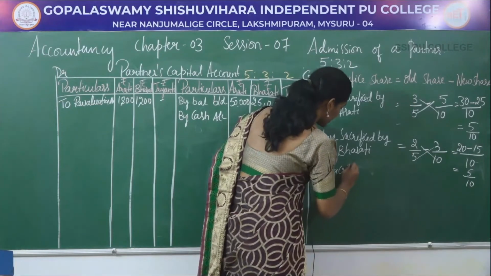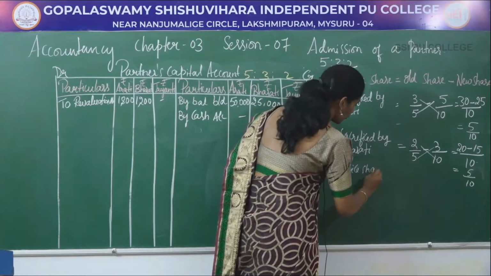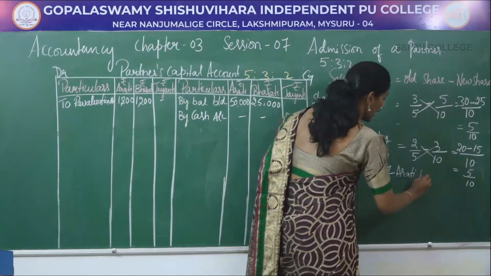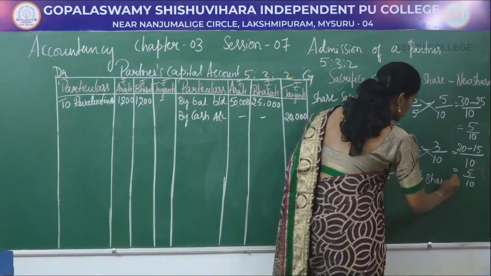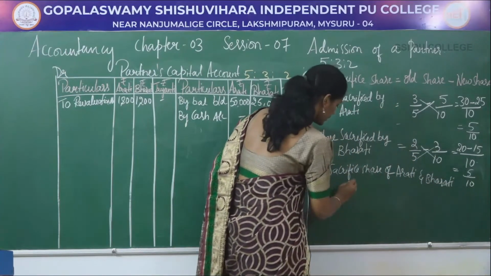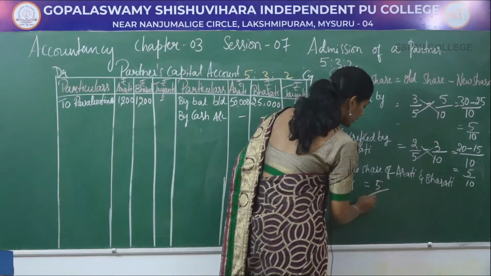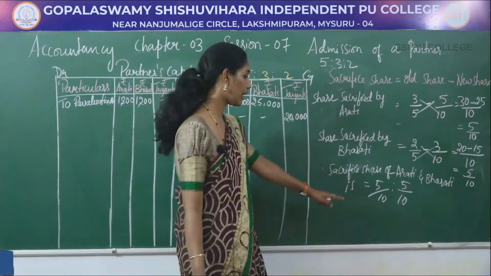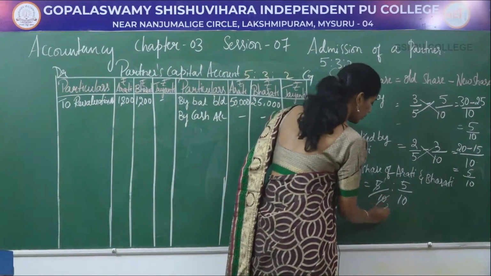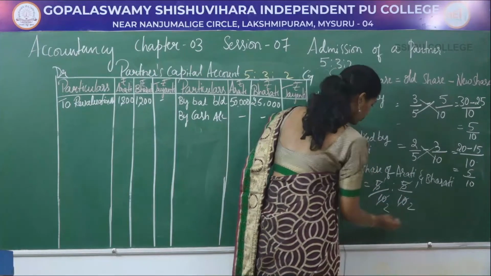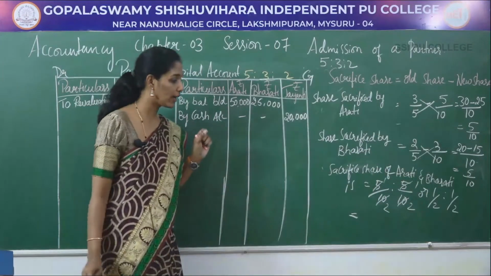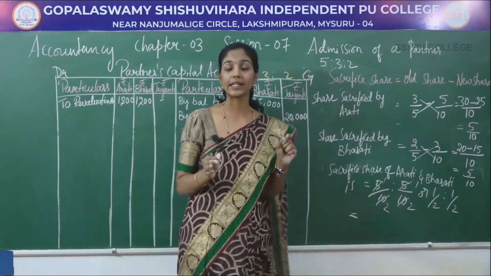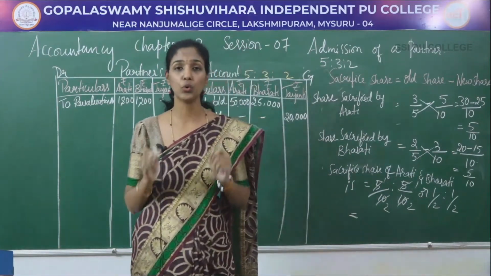Therefore the sacrifice share of Arati and Bharati is 5/10 to 5/10. You can simplify this share. 5 1s are 5, 5 2s are 10. So now their sacrificed share will be 1/2 and 1/2. So now let's take the share of goodwill of the new partner.